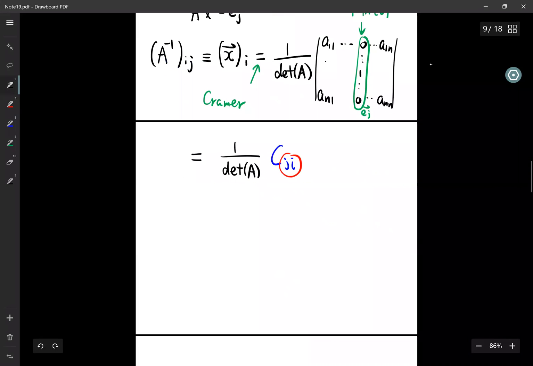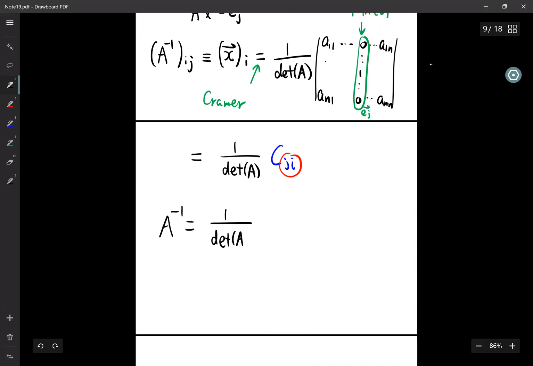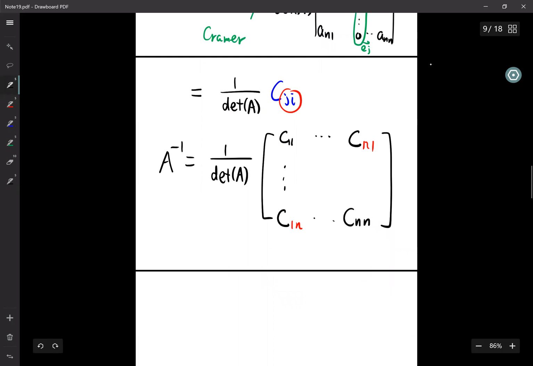So it gives us a very compact formula, which is A inverse equal to the following matrix: C11, ..., C1n, and so on, down to CN1, ..., CNN. This is the reason why I use a highlight there, because this is the transpose of the cofactor matrix.